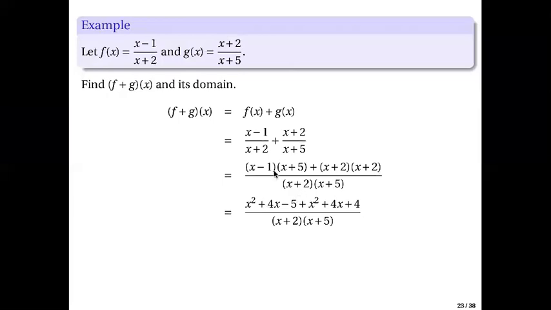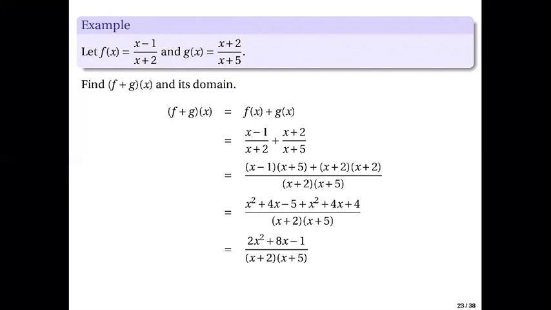simplification. So in here, we multiplied this guy here and then this guy here to obtain this numerator here. And finally, after simplifying the numerator, we will have 2x squared plus 8x minus 1. The denominator is just x plus 2 times x plus 5. And you don't have to multiply this x plus 2 times x plus 5. You just write it in factored form. Okay?